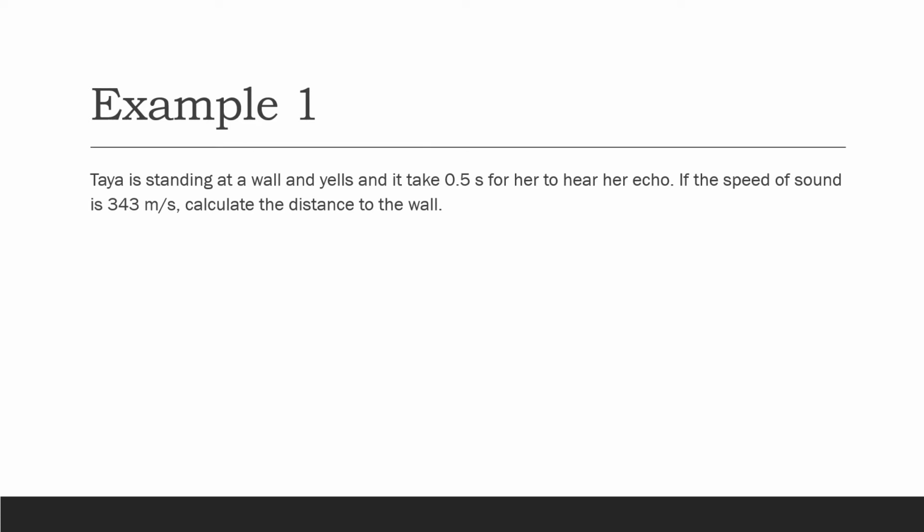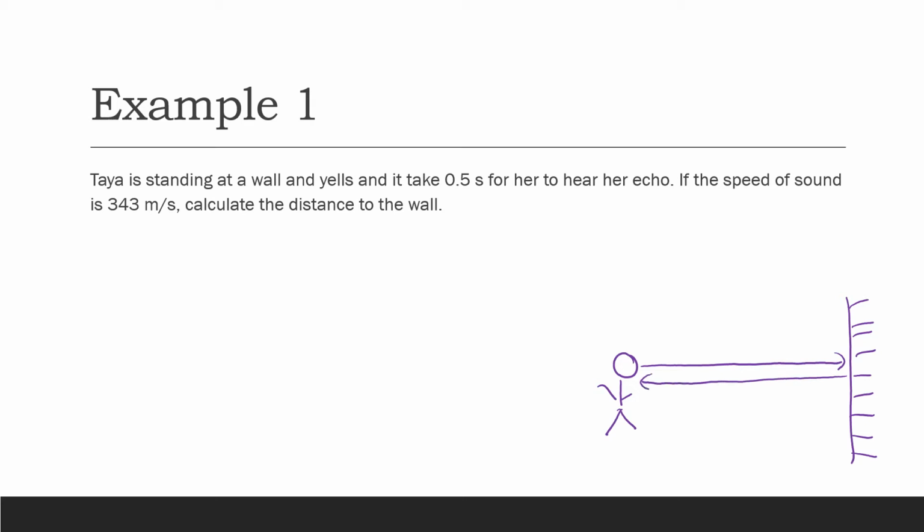Taya is standing at a wall and yells, and it takes 0.5 of a second to hear her echo. If the speed of sound is 343 meters per second, calculate the distance to the wall. Now, I always like to draw a diagram just to remind me that it is an echo problem. And the sound wave will travel there and it will travel backwards.